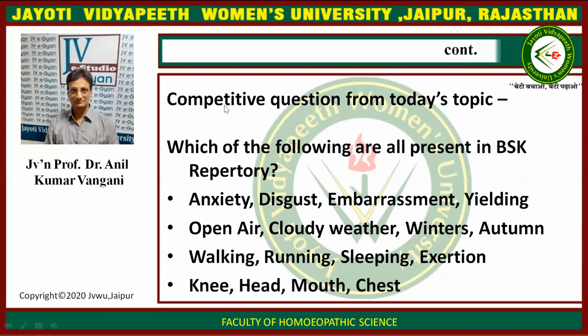Then we would also like to put a competitive question from today's topic, which is as follows. Which of the following are all present in combination in BSK? The first combination: anxiety, disgust, embarrassment, and yielding. The second combination: open air, cloudy weather, winter, autumn. The third combination: walking, running, sleeping, exertion. And the fourth combination: knee, head, mouth, chest. You have to select one of the above 4 combinations which is all present in Boger's Synoptic Key.